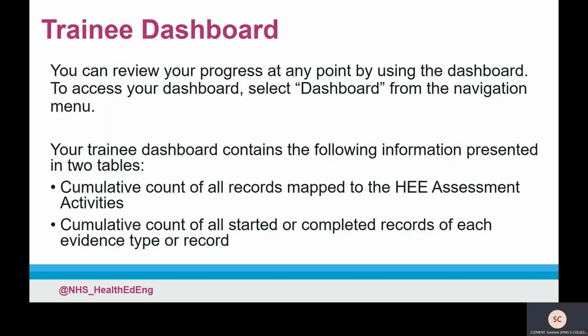You can review your progress at any point by using the dashboard. To access your dashboard, select Dashboard from the navigation menu. Your trainee dashboard contains the following information presented in two tables: a cumulative count of all records mapped to the HEE assessment activities, and a cumulative count of all started or completed records of each evidence type or record.